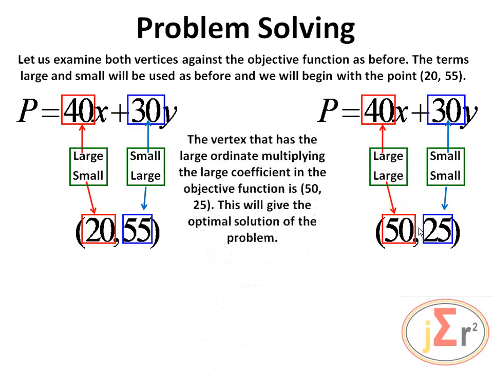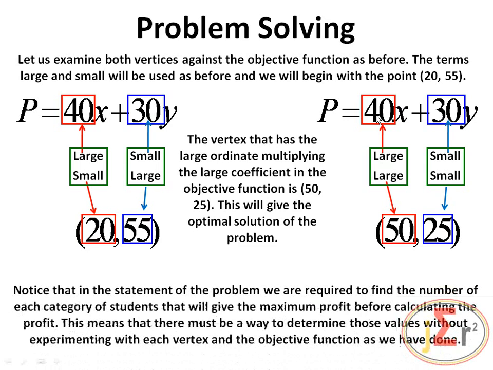Good. The vertex that has the large ordinate multiplying the large coefficient in the objective function is (50, 25). This will give the optimal solution of the problem. So the one that takes the large ordinate and multiplies the large coefficient, that one will give the optimal solution, and the other one is out.